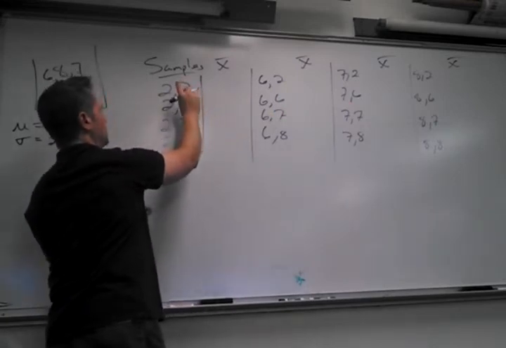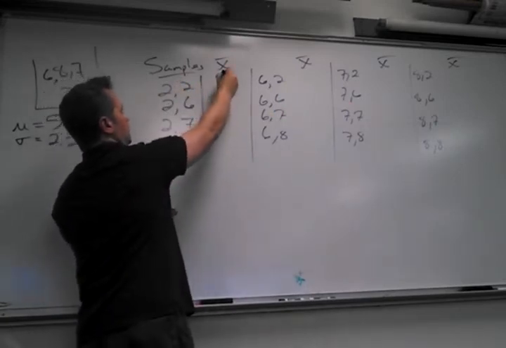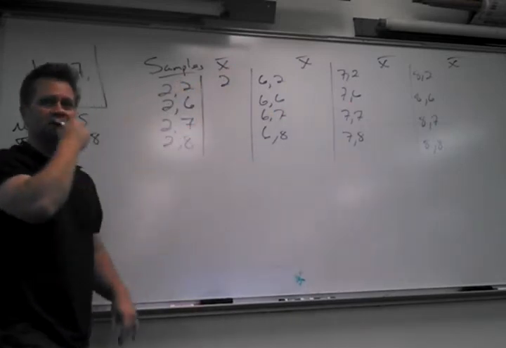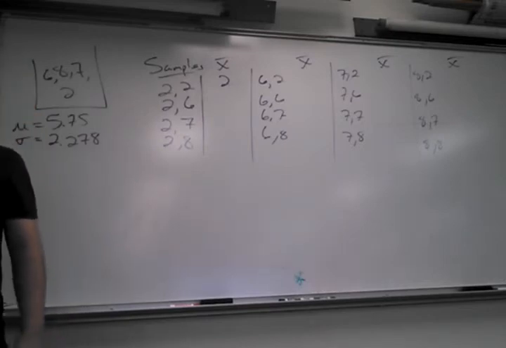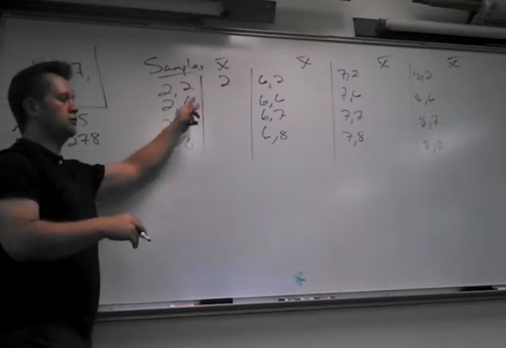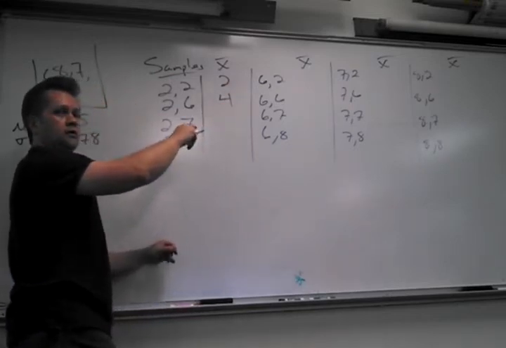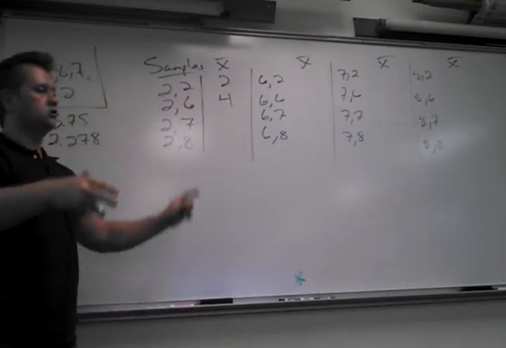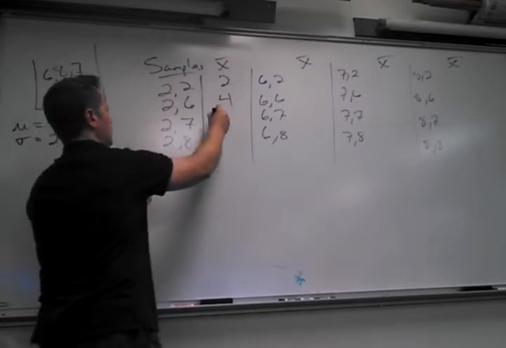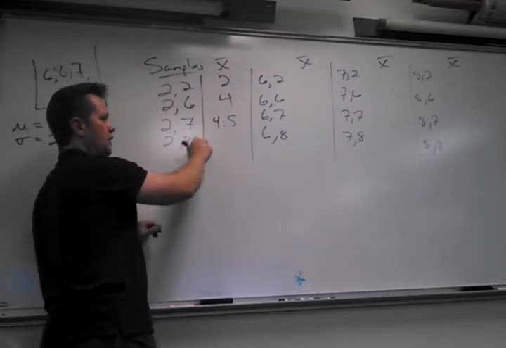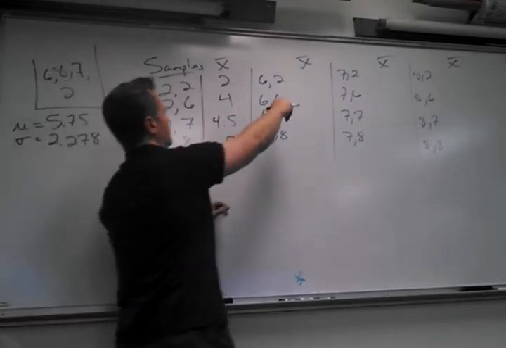So what's the mean of 2, 2? 2, that's great. When you average 2 and 2, you get 2. Whoa. And when you average 2 and 6, you get 4. No way. 2 and 7, 4.5. I love it, right? 2 plus 7 is 9, divided by 2 is 4.5. 2 and 8, 5. Kick ass.